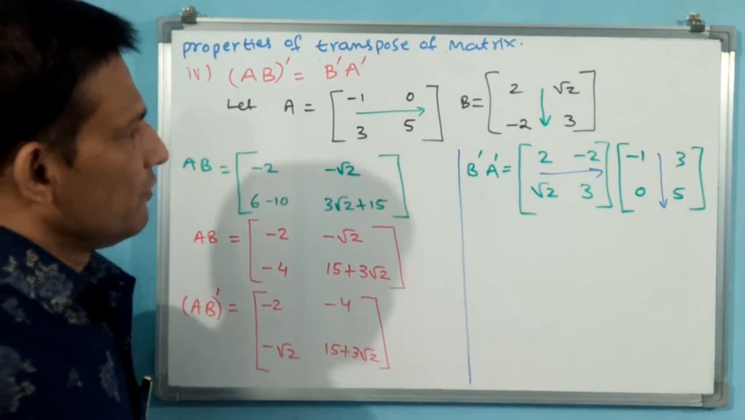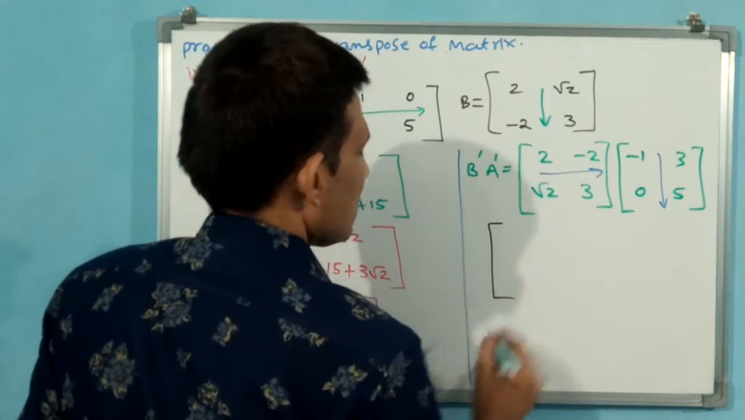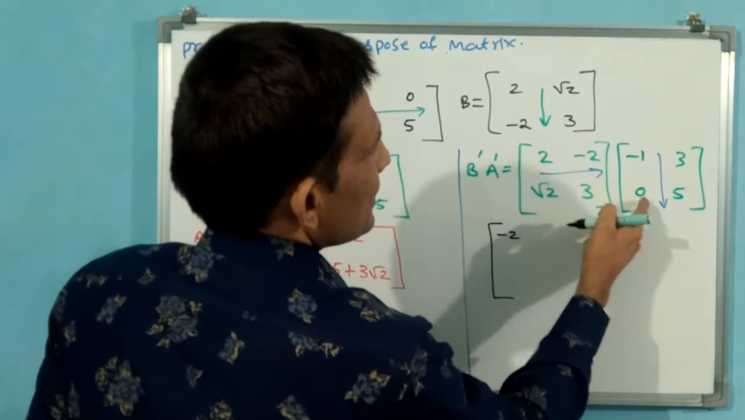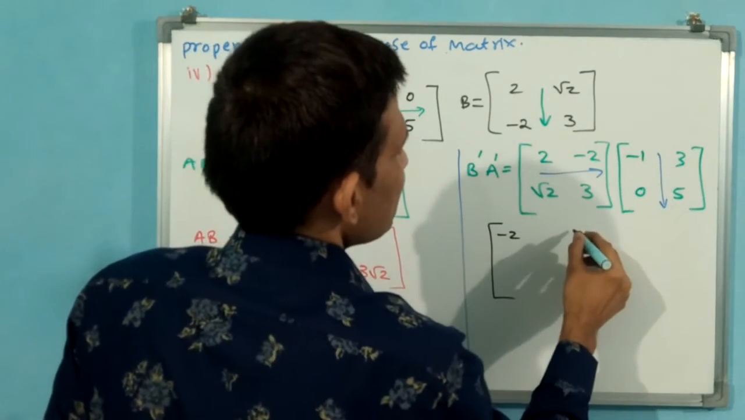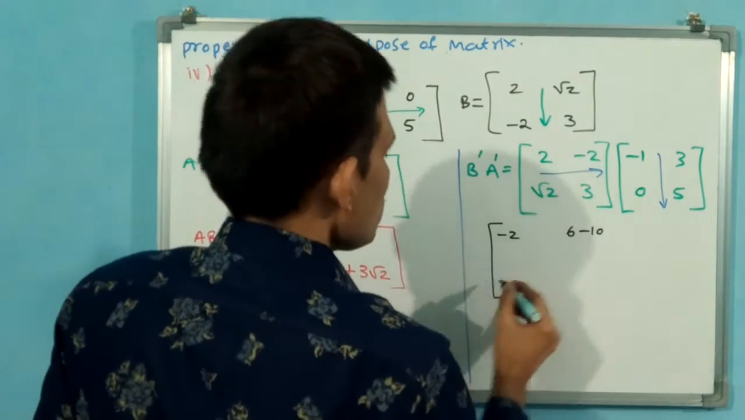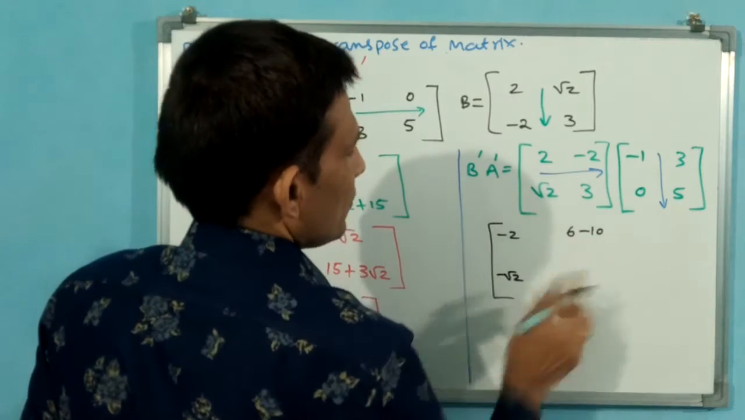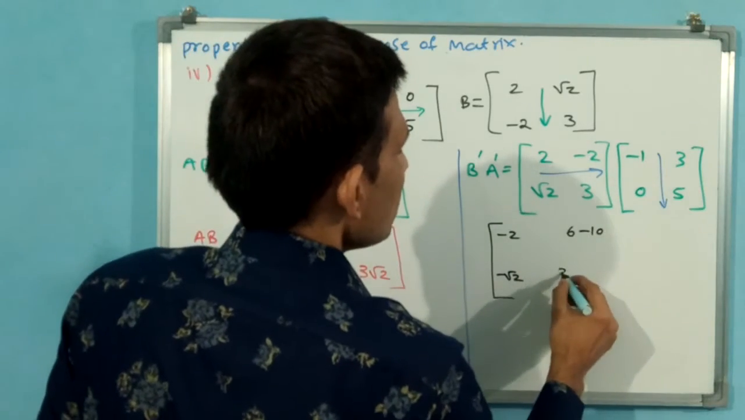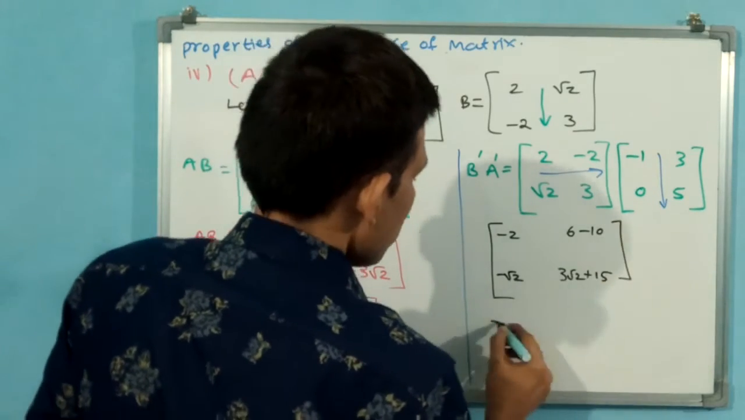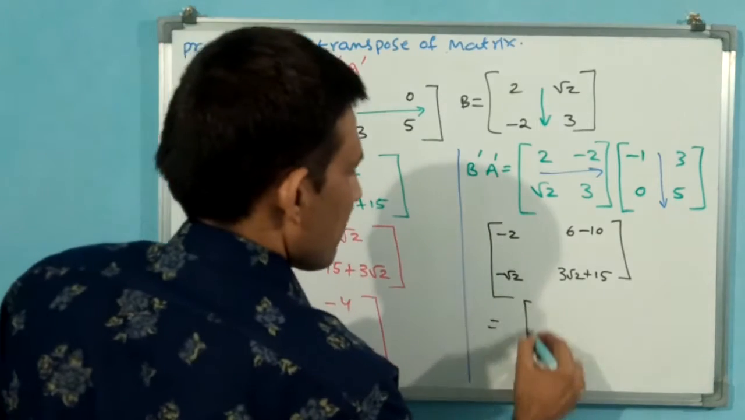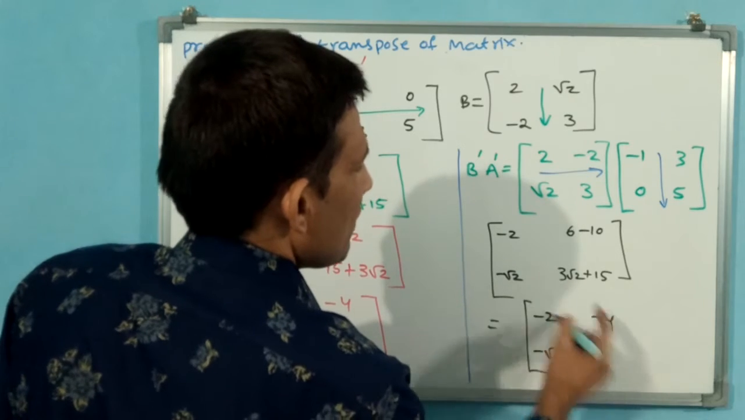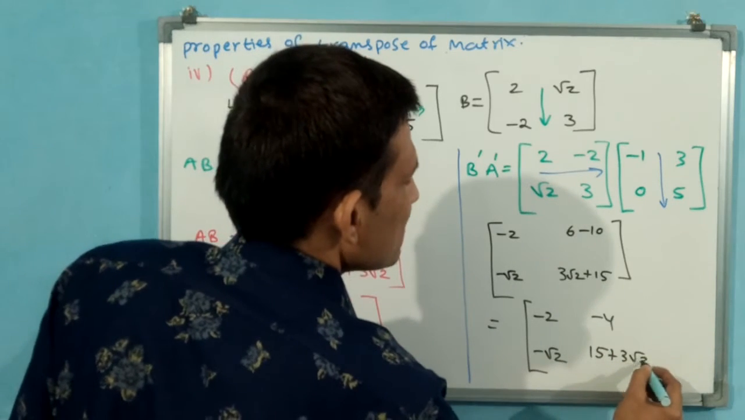Multiplication of these two. Okay, let us do multiplication. We will add finally, but for now let us do minus 2. Okay, then 0, you don't write. 6. Okay, minus 10, write down. Minus root 2. Okay, 0, don't write. 3 root 2. Okay, 15 plus 15, write down. Okay, you finalize this one. Minus 2, minus 4, minus root 2, 15 plus 3 root 2.